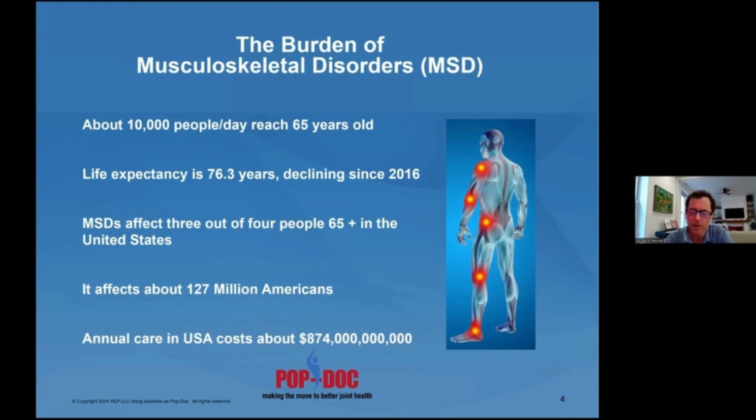And even if you're younger, even in your teens and early 30s, it's still around 40% and even up to 50. So it affects about 127 million Americans, probably a little bit more now, but it's about that. And the annual care is around $874 billion a year to care for people with musculoskeletal disorders.